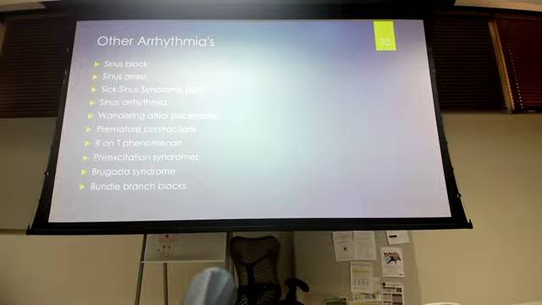Alrighty, so those were our primary bradyarrhythmias. Now we're gonna talk about some other arrhythmias that we might see, all the way down to bundle branch blocks. For bundle branch blocks, we actually have another lecture, but that is a type of arrhythmia that we might see.